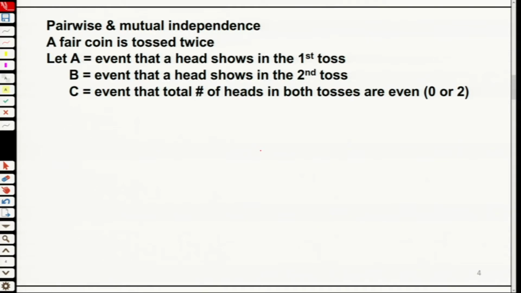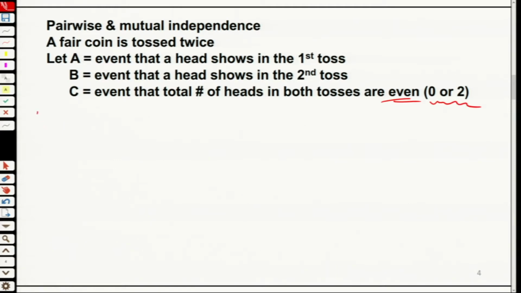Okay. Now you have two tosses, toss 1 and toss 2, and a head shows up. Now C is the event that the total number of heads in both tosses is even. So even means, since you only have two tosses, either 0 or 2.